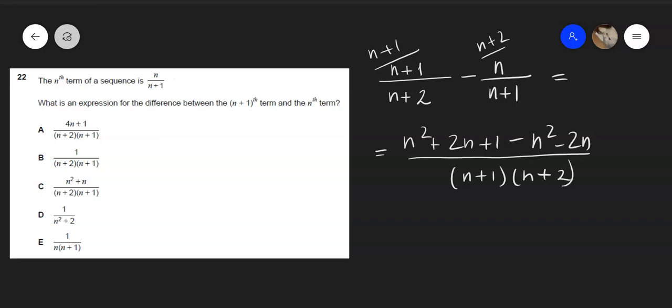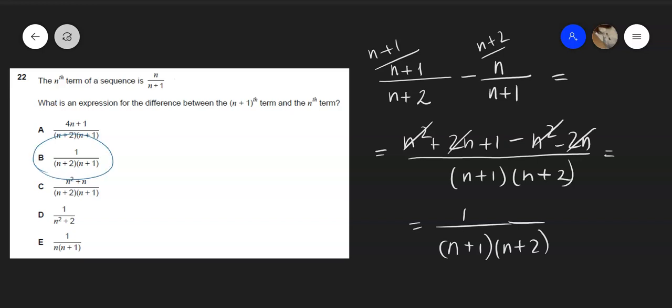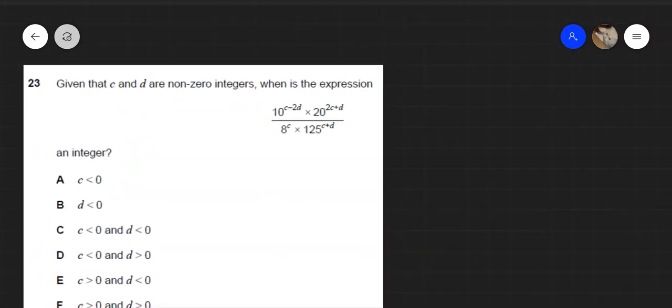But of course we can simplify the numerator. We are going to cancel out some terms, and the result is 1 over n plus 1 times n plus 2, which corresponds to the option B. Question number 23.